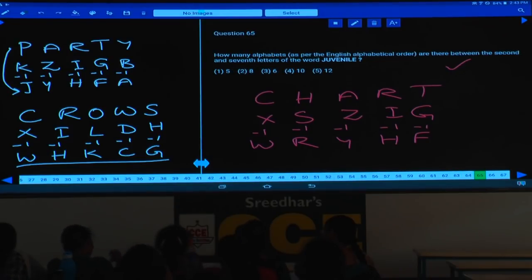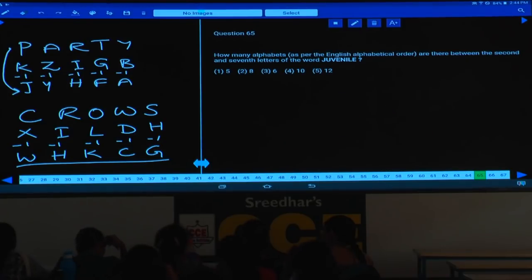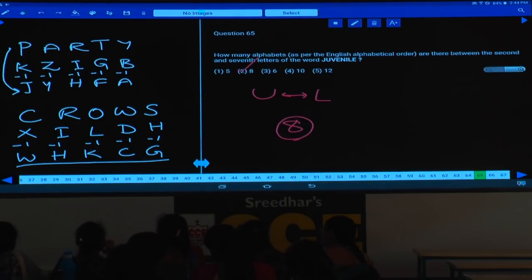Then coming to question number 65. How many alphabets are there between the second and the seventh letters of the word? The second letter is U, the seventh letter, counting 4, 5, 6, 7, is L. Tell me how many letters are there between U and L in the alphabetical sequence. After L: M, N, O, P, Q, R, S, T. Hence in total how many letters do we have? 8 letters. 8 is given in choice 2.